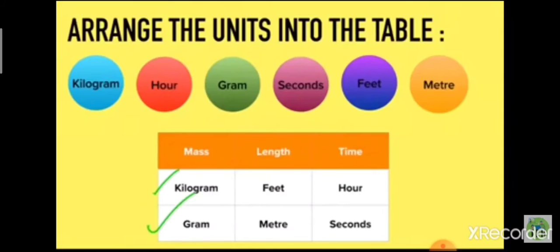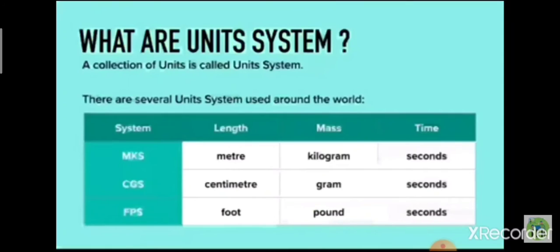Students, in the mass column your answer should be kilogram and gram. In the length column it should be feet and meter. In the time column it should be hour and seconds. Right? So now let us understand what a units system is.